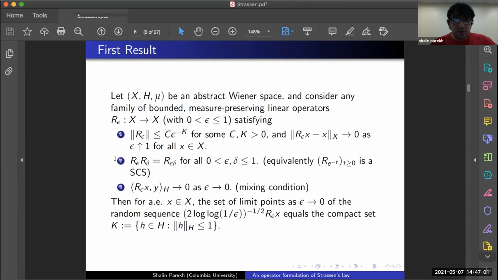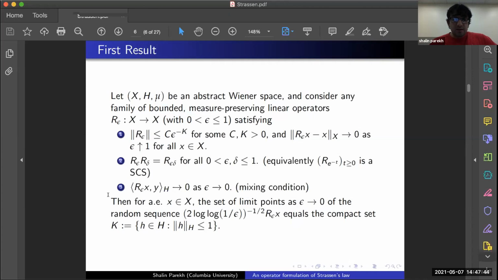So 1 and 2 can be more succinctly summarized as assuming that R of e to the minus t is a strongly continuous semigroup on the space X, okay? And the third and more fundamental condition is that the inner product of R epsilon X with Y, for any two vectors X and Y in H, converges to 0 as epsilon tends to 0. First of all, you might notice that I haven't even assumed that R epsilon maps H to itself, but that is actually automatic: any bounded measure preserving linear operator on X necessarily maps H boundedly to itself.